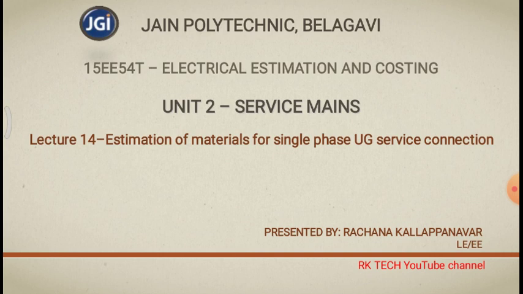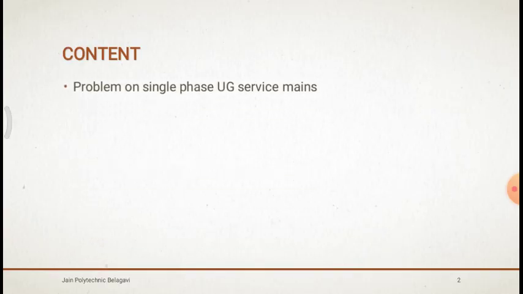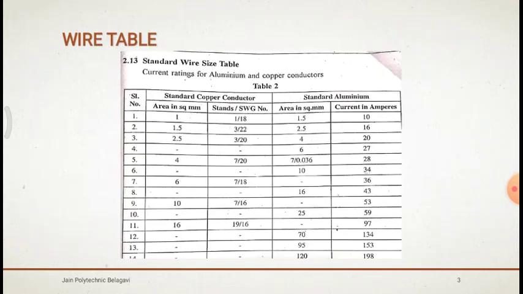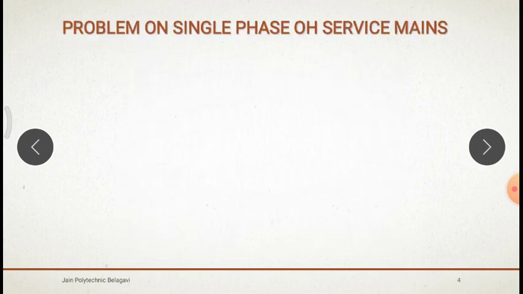So, let us see the next content of today's video, that is a problem on the single phase underground service mains. So next is a wire table. We require this one for all the problems in the estimation, so that we can see the table for the required current in amperes and how much standard copper conductor or standard aluminum conductor is required. In the service main unit, we need the aluminum conductor. For example, if the current we got is within 10 amps, then we can select the 1.5 square mm aluminum wire. So for that we need a wire table. So next we'll see the problem on that.